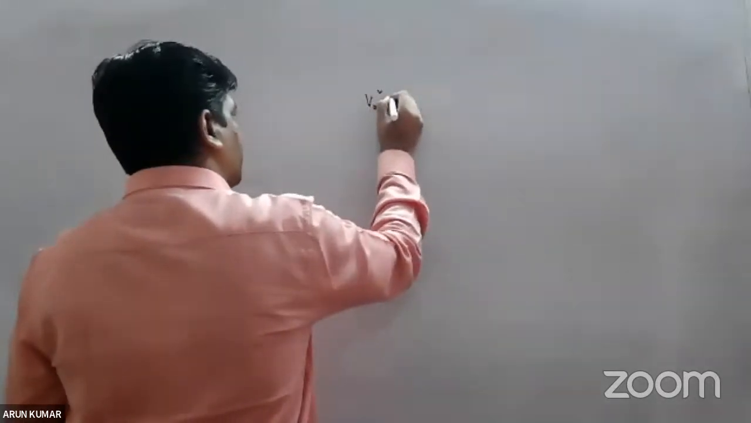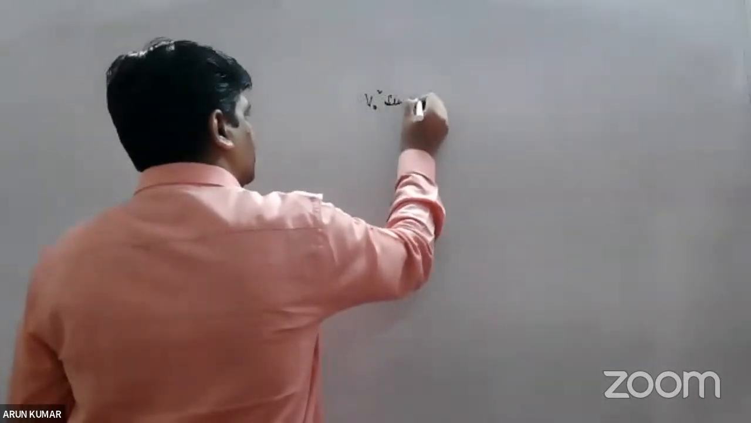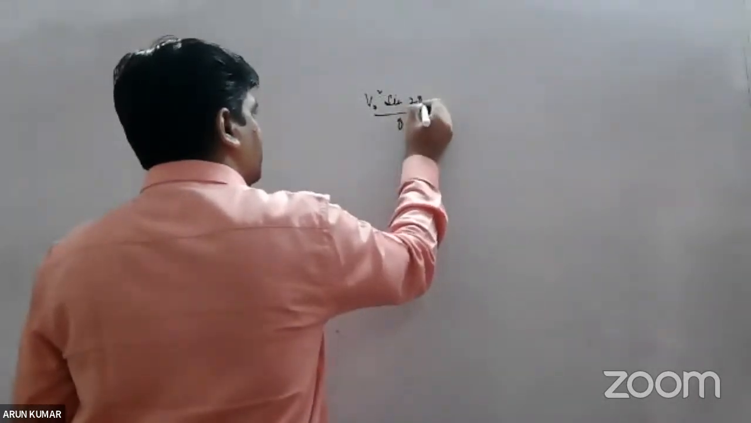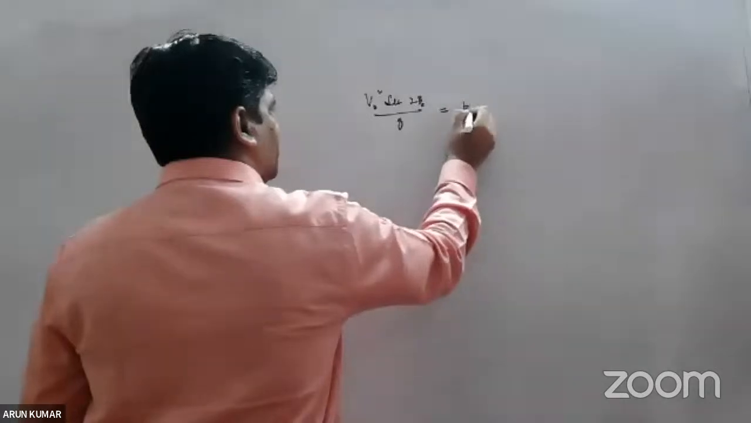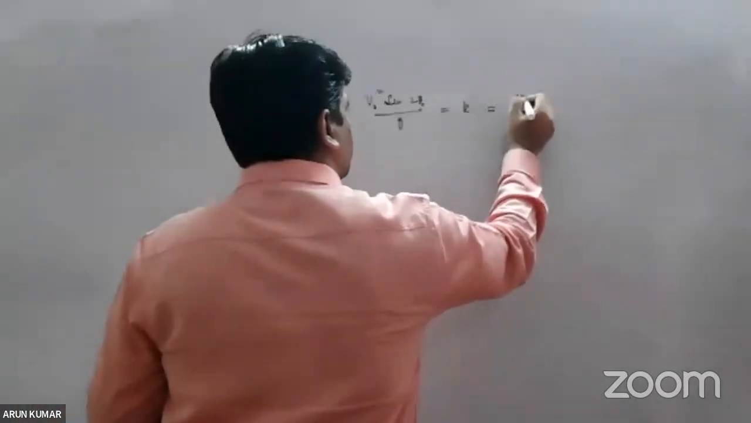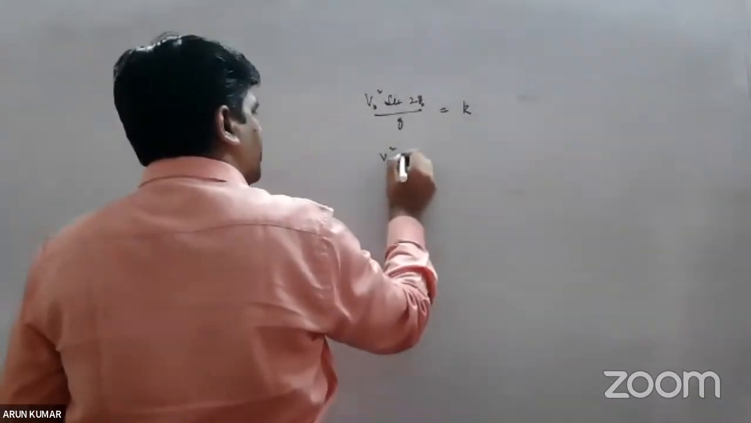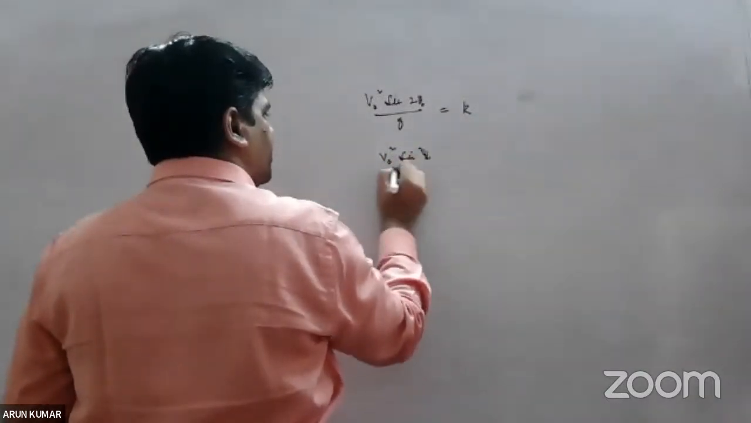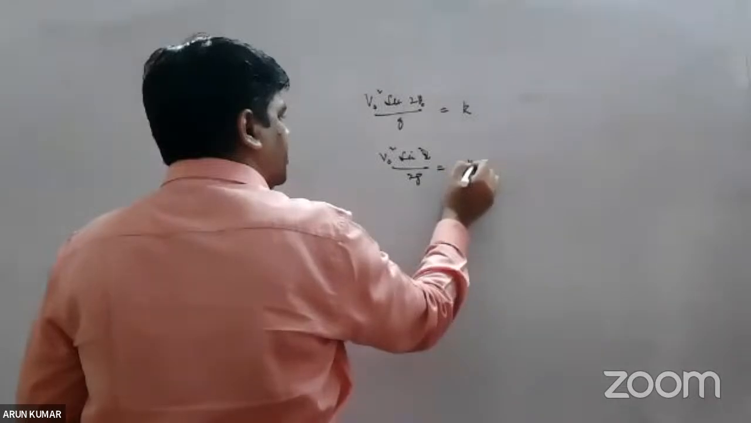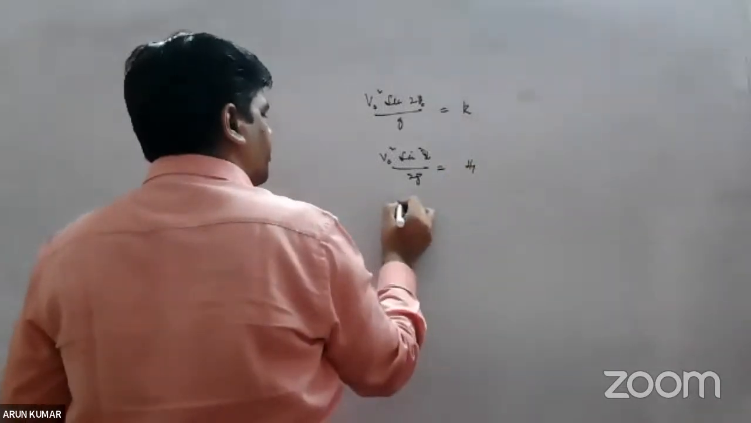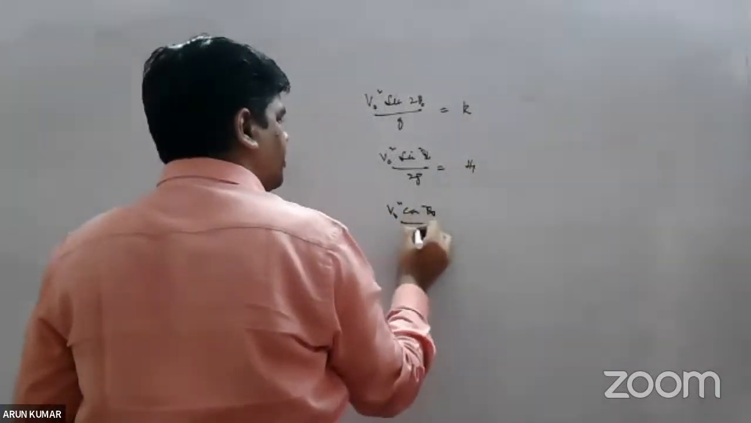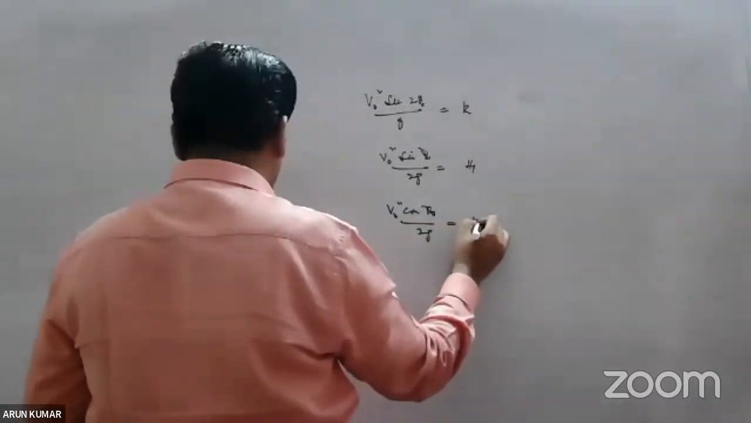V naught square sine 2 theta by G is equal to R. V naught square sine square theta by 2G is equal to H1. V naught square cos square theta by 2G is equal to H2.